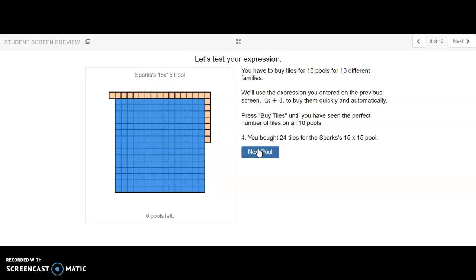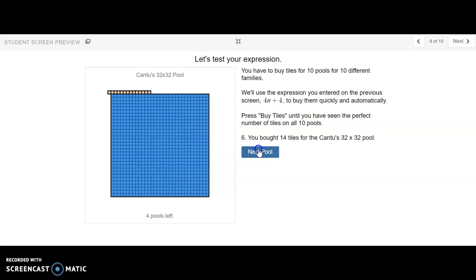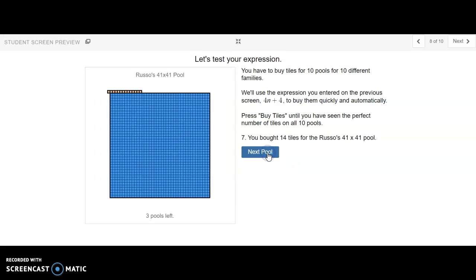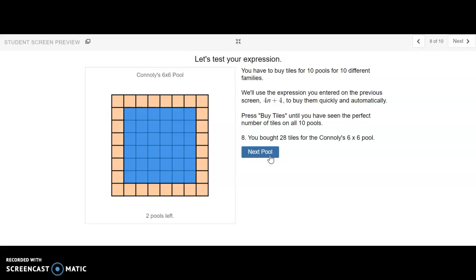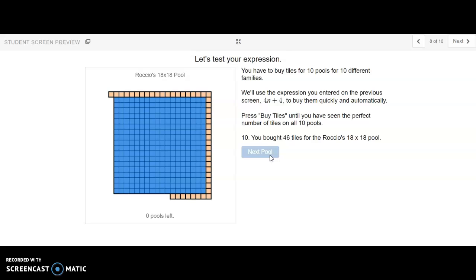And you're just going to keep going, and we're going to see that our equation works for all of these families. The Sparks family, the Randolph family, with a 20 by 20 pool, a super big pool. All of these are working because our equation is saying, take the size of your pool, multiply it by 4, and add 4 because each of the corners needs one. As we continue on, we only have 2 pools left, and it's working for all of them, no matter the size. And there are other ways you could phrase this equation, 100%.